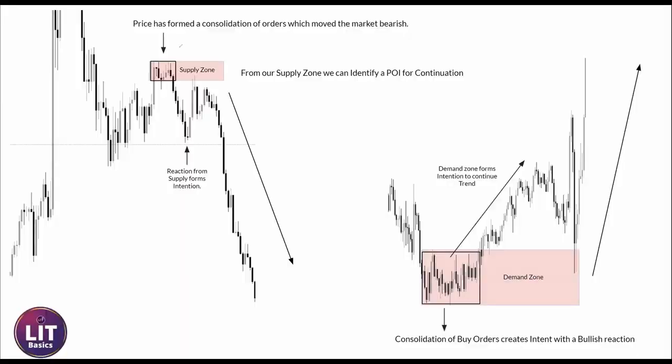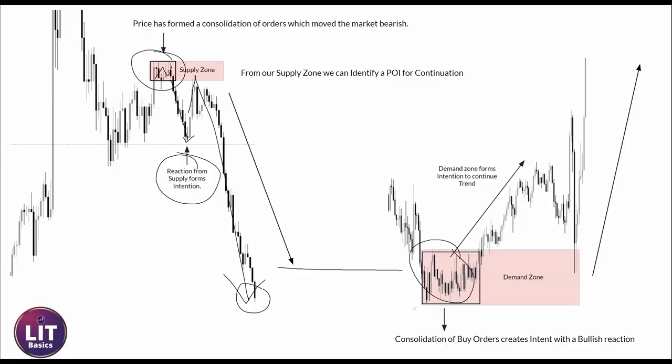So as we can see, price has formed a consolidation zone right here. It then pushes out, and this gives us the intention. We come back to the supply zone before continuing in this direction. Here, again, consolidation of buy orders. Maybe we've come into something on the left as well. We give a reaction out of there. We come back, revisit these areas before continuing in the intended direction.